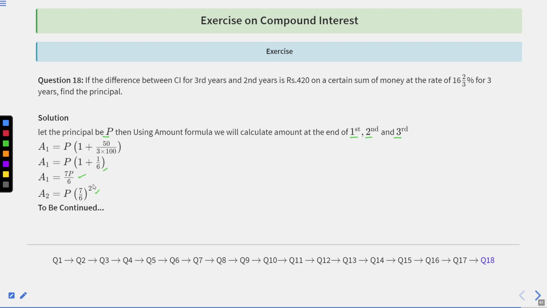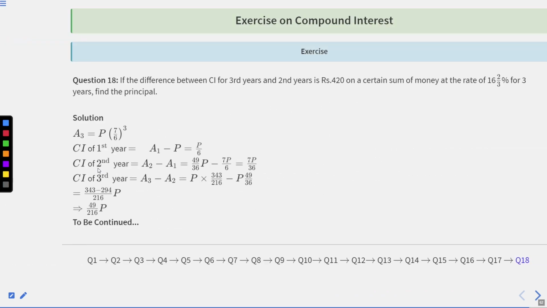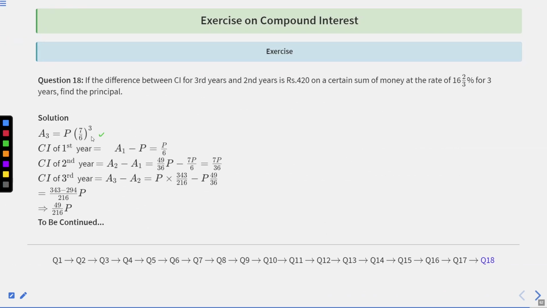So A2 is equal to P times 7 upon 6 whole squared. So A3 is equal to P into 7 upon 6 whole cubed. So compound interest for the first year will be equal to A1 minus P, which is P upon 6. Compound interest for the second year will be A2 minus A1, which is 49 upon 36 P minus 7P upon 6, equal to 7P upon 36. So the compound interest for the third year will be A3 minus A2, equal to P into 343 upon 216 minus P into 49 upon 36, which is equal to 49 upon 216 times P.